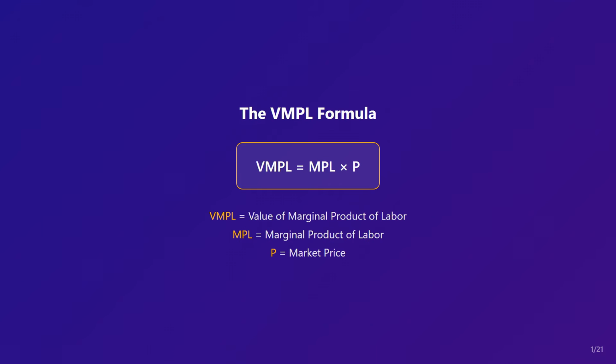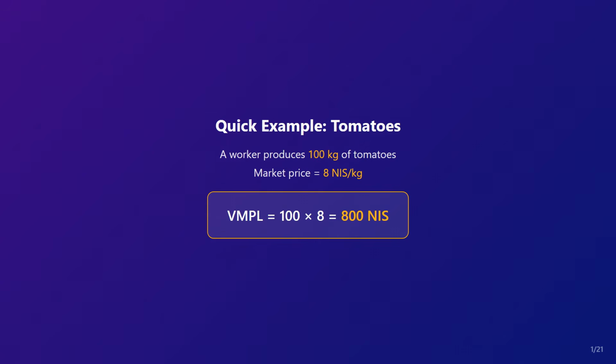Let's take a simple example with tomatoes. Suppose a worker produces 100 kilograms of tomatoes per month, and the market price per kilogram is 8 shekels. What is the value of his marginal product? It's 100 times 8, which equals 800 shekels. This is what we call the value of marginal product, or VMPL.